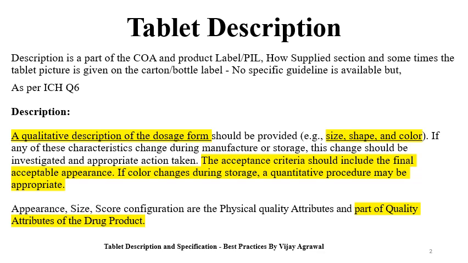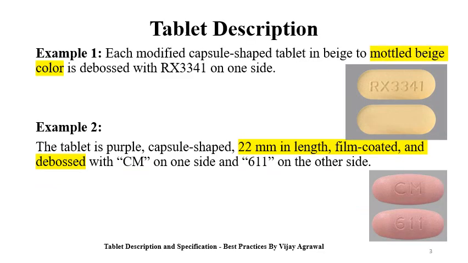So this means we have to include the size, shape, color, any scoring information is there, any embossing, any debossing, imprinting, if it is there, we have to include. Then appearance, size, score configuration are the physical quality attributes of the drug product, and these attributes are the part of QTPP. You people may be knowing about the QTPP. And the pharma students may or may not be knowing, but QTPP, that is a quality target product profile. Okay, so tablet description is a part of that QTPP.